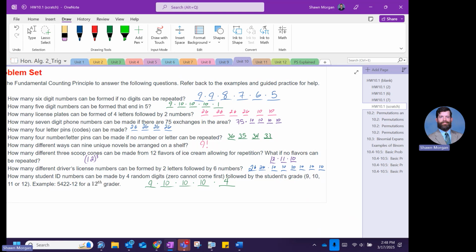So there's how many options for the first scoop, how many options for the second scoop, how many options for the third scoop? 12, 12, 12. And then they said, well, wait a minute, what if no flavors can be repeated? What kind of a sadistic ice cream shop are we going to? Number two, that would be 12, 11, 10.